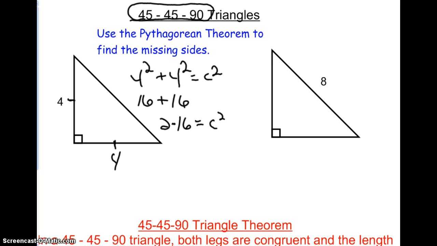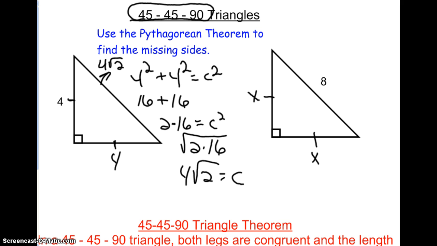Okay, let's stop for a minute. And when I take the square root of that, we have this. Well, the square root of 16 is 4. So we end up with that as an exact solution. So our hypotenuse is 4 square root of 2. Okay, now we have a hypotenuse equal to 8.